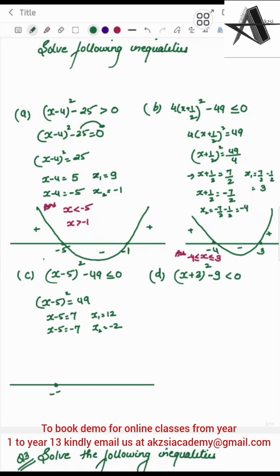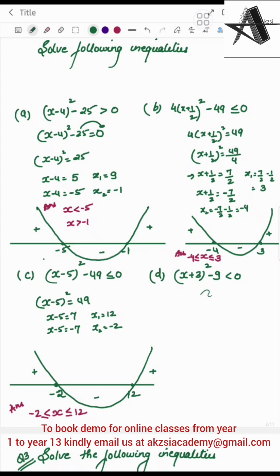-2 and 12. Same. Positive, negative, positive. The inequality is less than equals 0. Less than equals 0 means this negative reason. This negative reason is lying between -2 and 12. So my final answer will be all the values of x that are greater than equals to -2 and less than equals to 12.